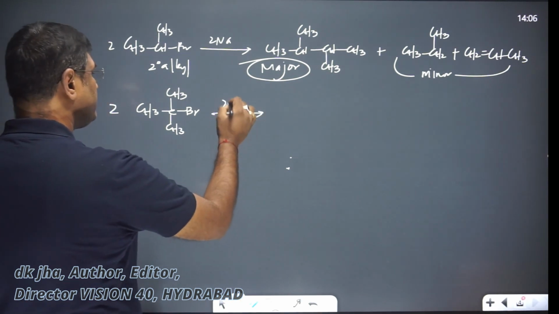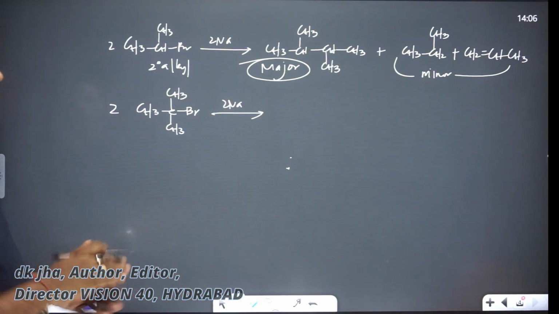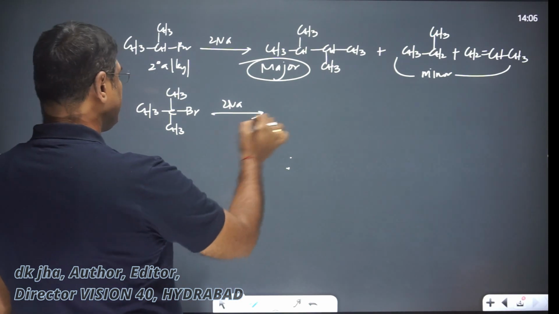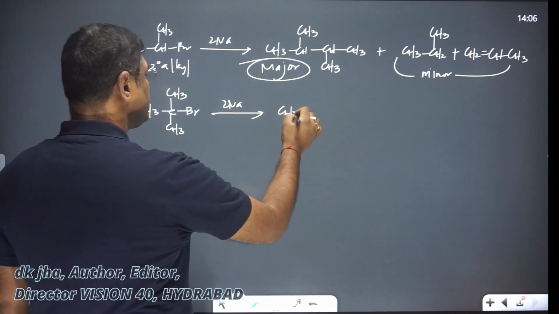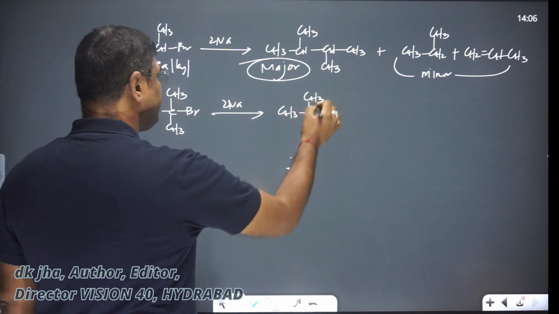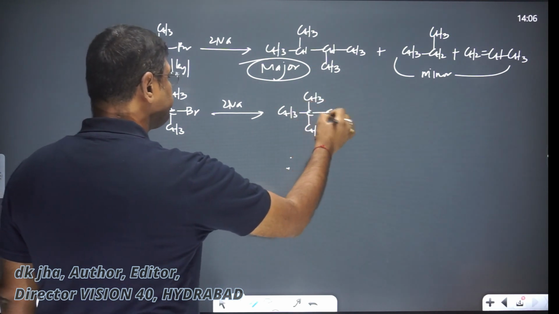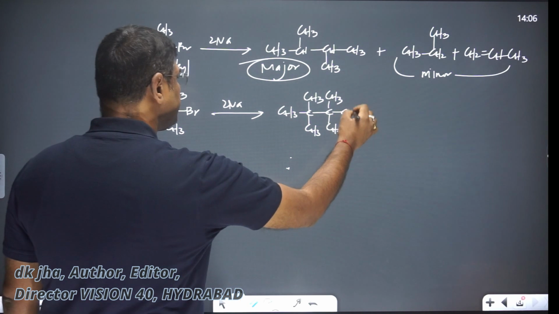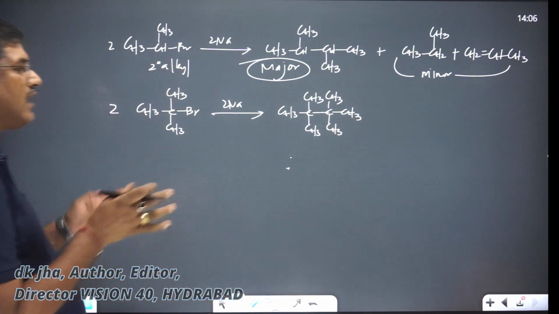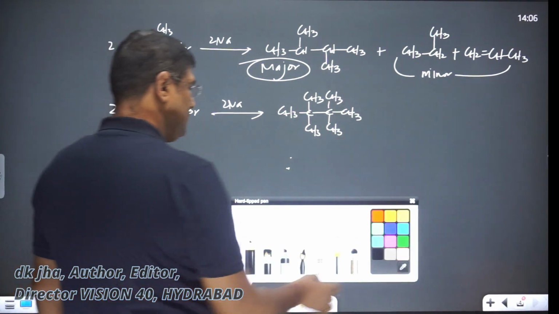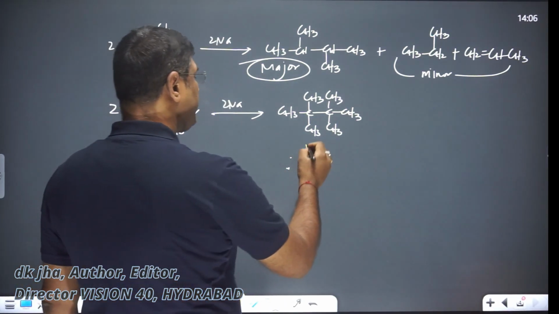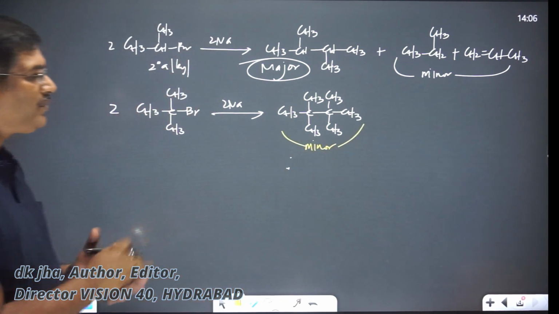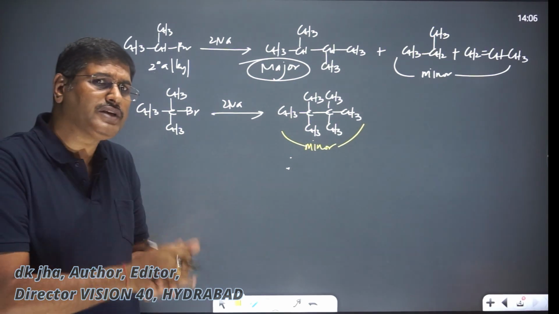When that reacts with sodium in the presence of dry ether, whether it is written or not, let's understand. Here we get (CH3)3C-C(CH3)3. This time, this kind of coupled alkane is the minor product. The nature of the reaction is very clear. This one is a minor product because head-on coupling is very difficult.